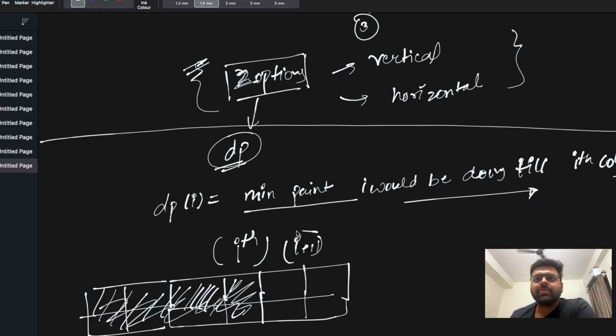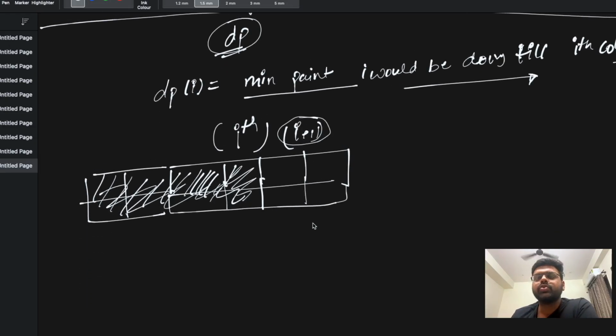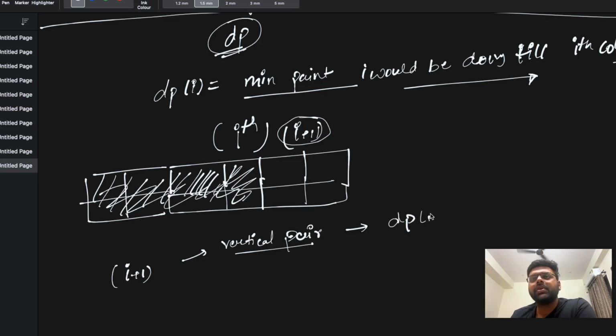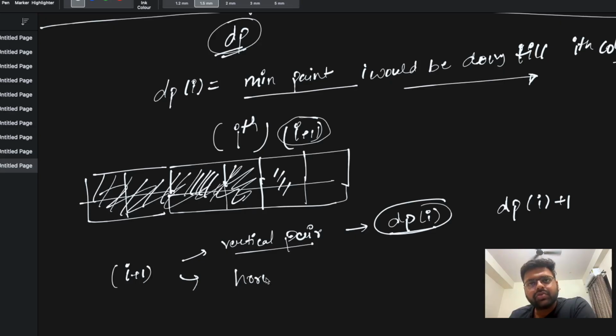So when I am dealing with i plus 1, what options do I have? If I am dealing with i plus 1 and I have considered a vertical pair, then I would simply be dependent on DP of i, right? And it would simply be that if this pair is the same, then my answer would remain DP of i, else it would be DP of i plus 1. But if I would have chosen a horizontal pair, then I would have been dependent upon DP of i minus 1.